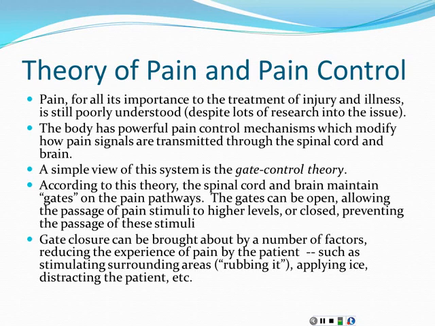The classic example: you stub your toe or skin your knee when you're little and your mom says, well, just rub it a little bit. That actually does something. When you stimulate the touch receptors around that area of pain, that helps to close that gate. So it actually reduces the experience of pain just by stimulating other areas around that. Other methods, like applying ice, do the same thing. It activates the sensory neurons around that site of pain, which helps to close that pain pathway.